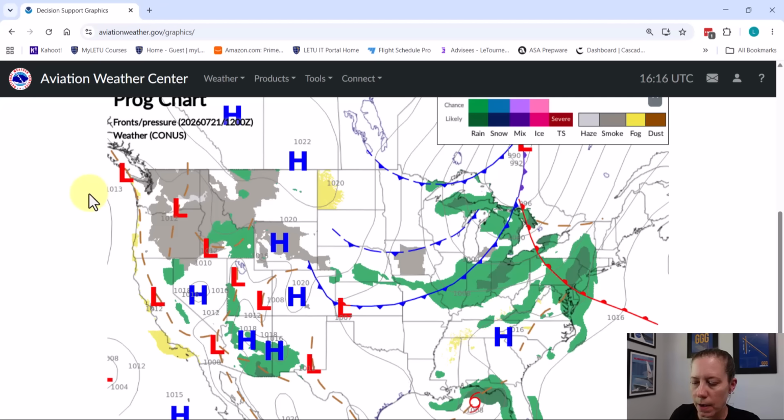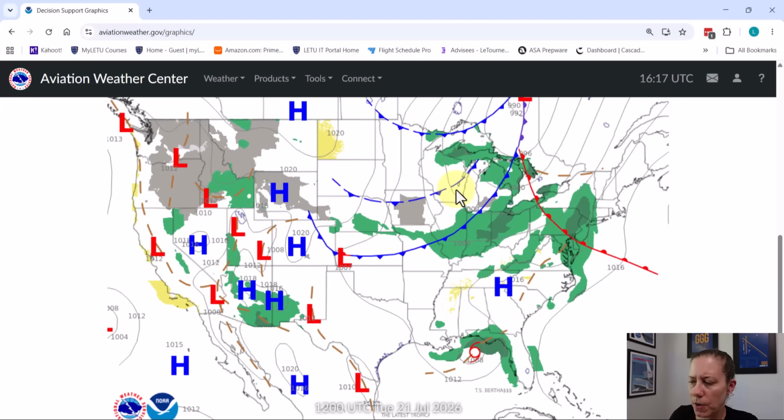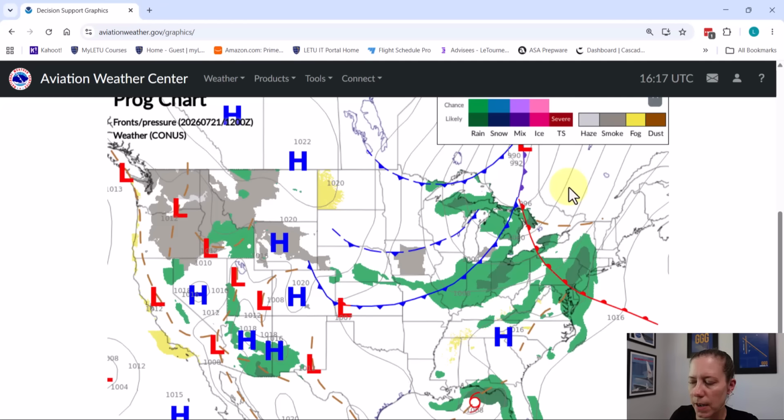Okay, awesome. And what is the significance of these H's and L's then on here? Okay, what are these gray lines, like this one that I'm tracing out here? What are those? What's the significance of isobars being closer together, like up here over, looks like Canada, north of Wisconsin and Michigan? Okay, what is this front symbol that's coming out of this low pressure here, the purple one?